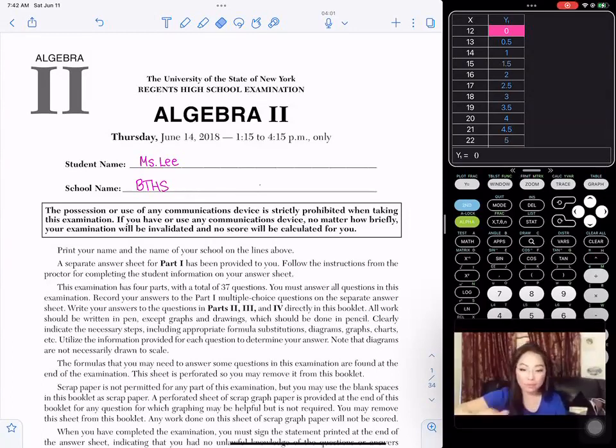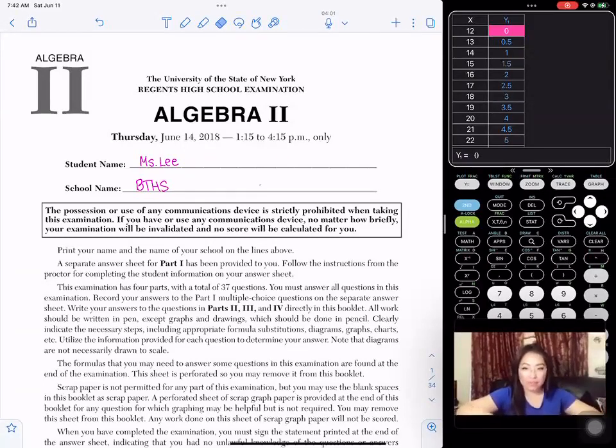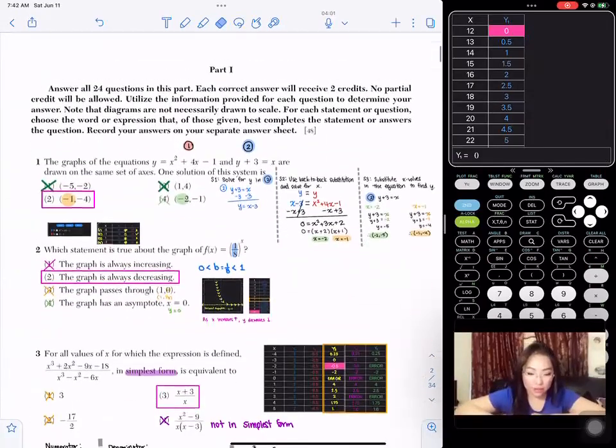Okay, so a lot of the solutions that I have here are color coded just so that you understand what's happening. But of course, all of this can be done in pencil. All right, so let's take a look at the first one.